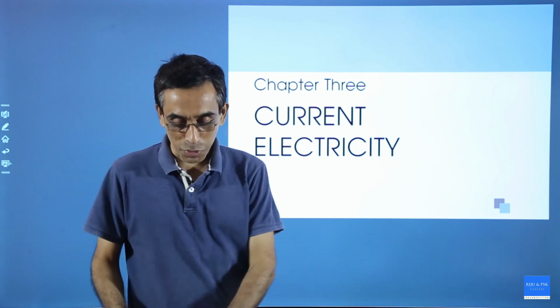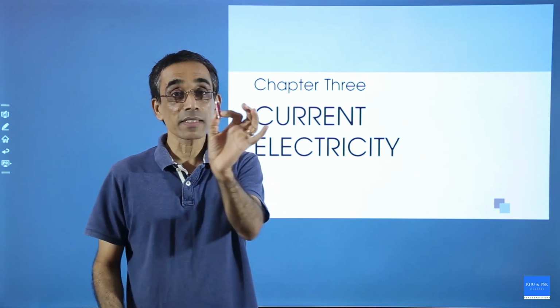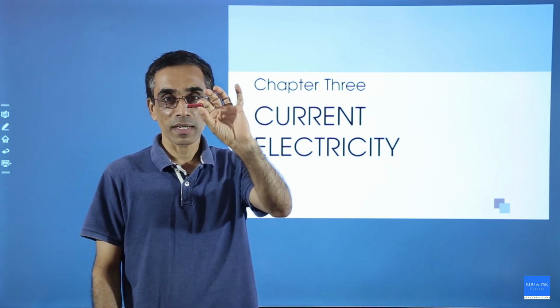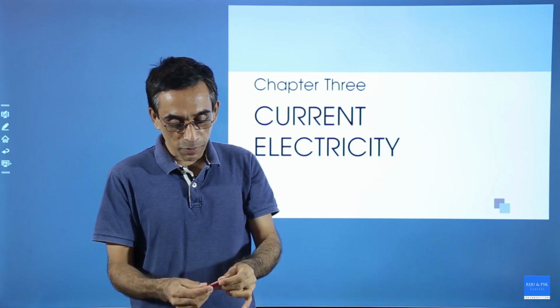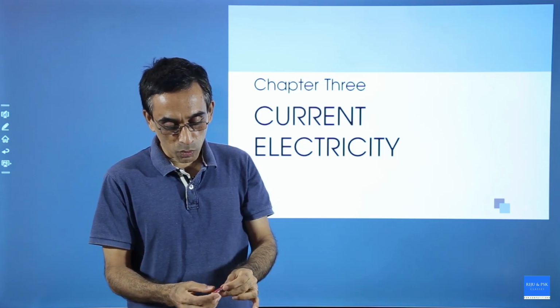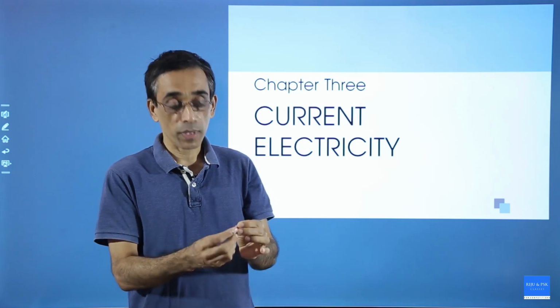In the beginning, let me ask you, you all have seen cells like this. This is known as a dry cell. There are different sizes of dry cell. And if I look at this, there is something written here: 1.5 volt.